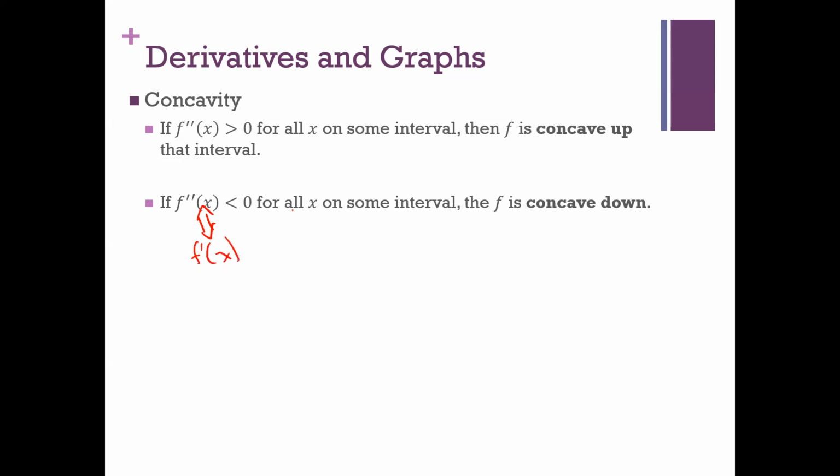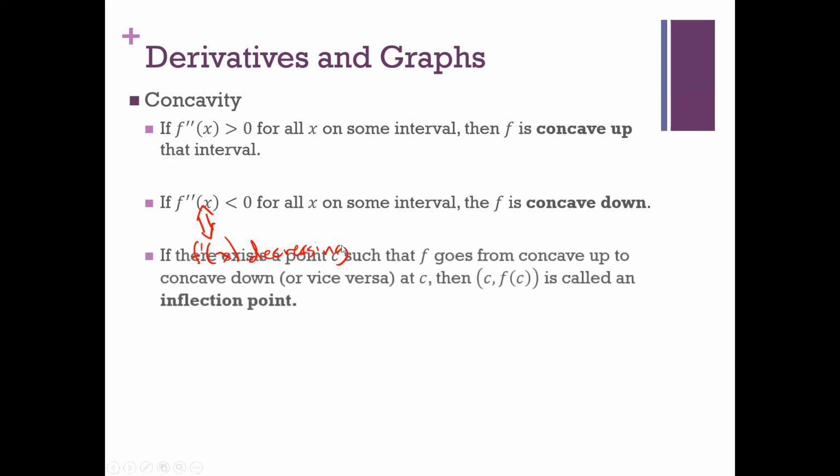F prime of x is doing what? If f double prime is negative, what can I say about f prime? It's decreasing. It's shrinking, right? I can't say anything about its sign, whether it's negative or positive, but I can say that as x grows, f prime of x is shrinking. If there exists a point where I go from concave up to concave down, or vice versa, that is this new thing called an inflection point or point of inflection.